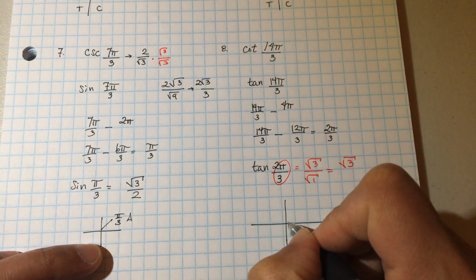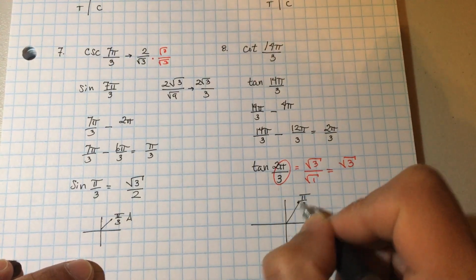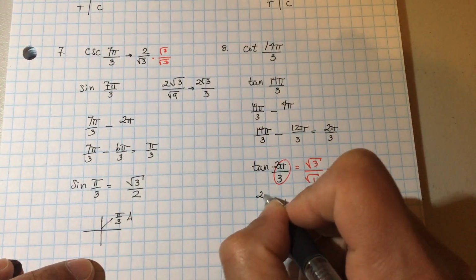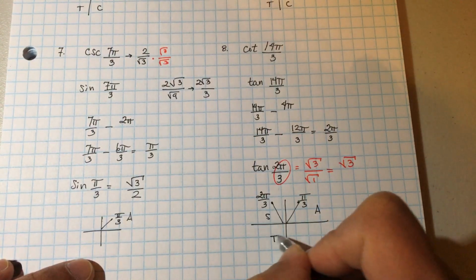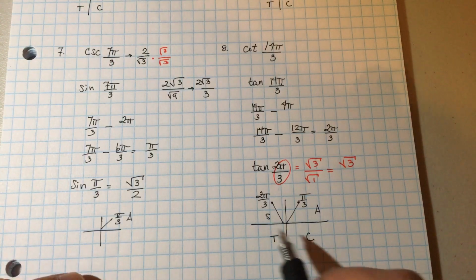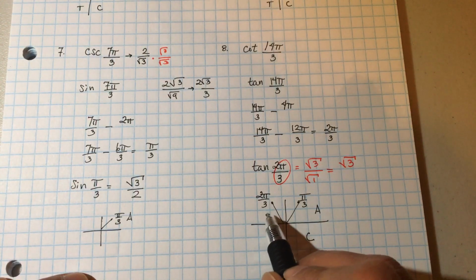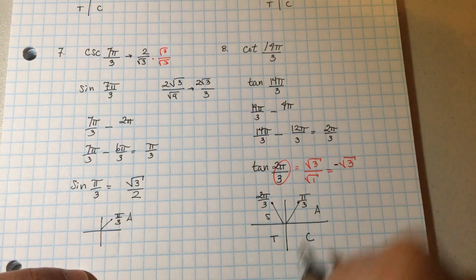Well, where's pi over 3? Pi over 3 is right up here. Where is 2 pi over 3? 3 take away 1 would be in the second quadrant. 2 pi over 3. All Students Take Calculus, sine, cosine. Over here it's positive. Sine is the only one that's positive, but that's not sine, that's tangent. So that guy is going to be negative.